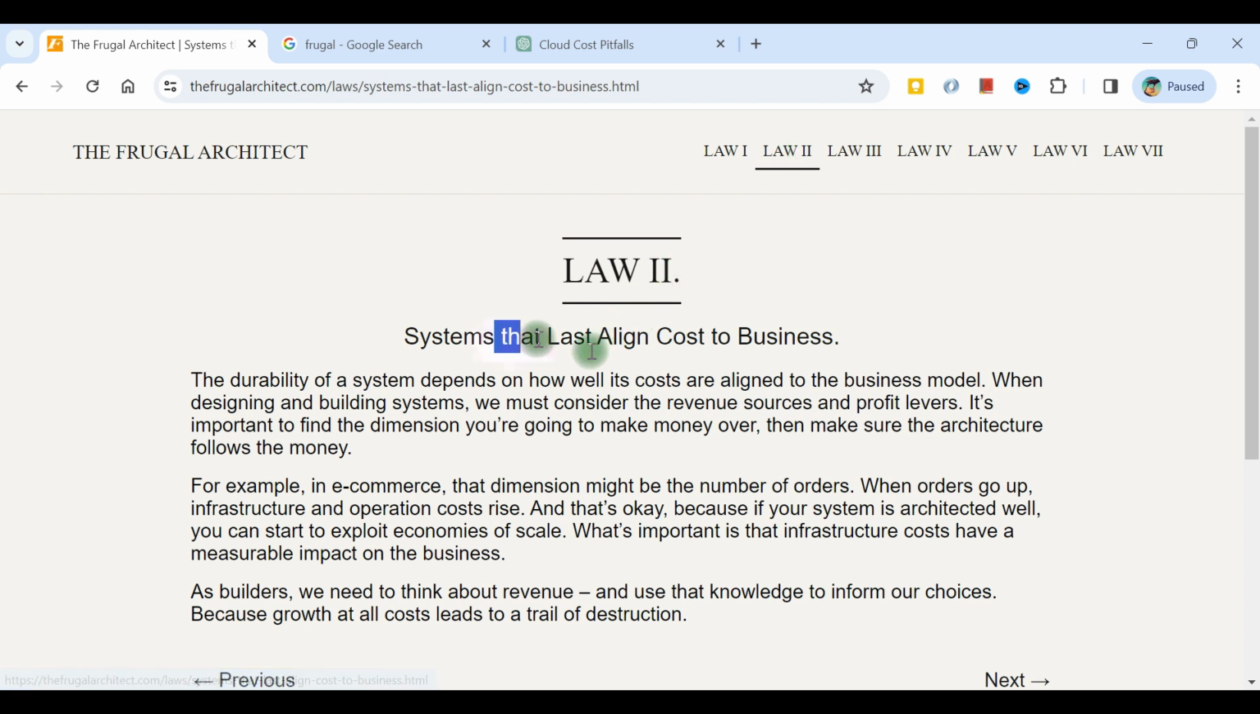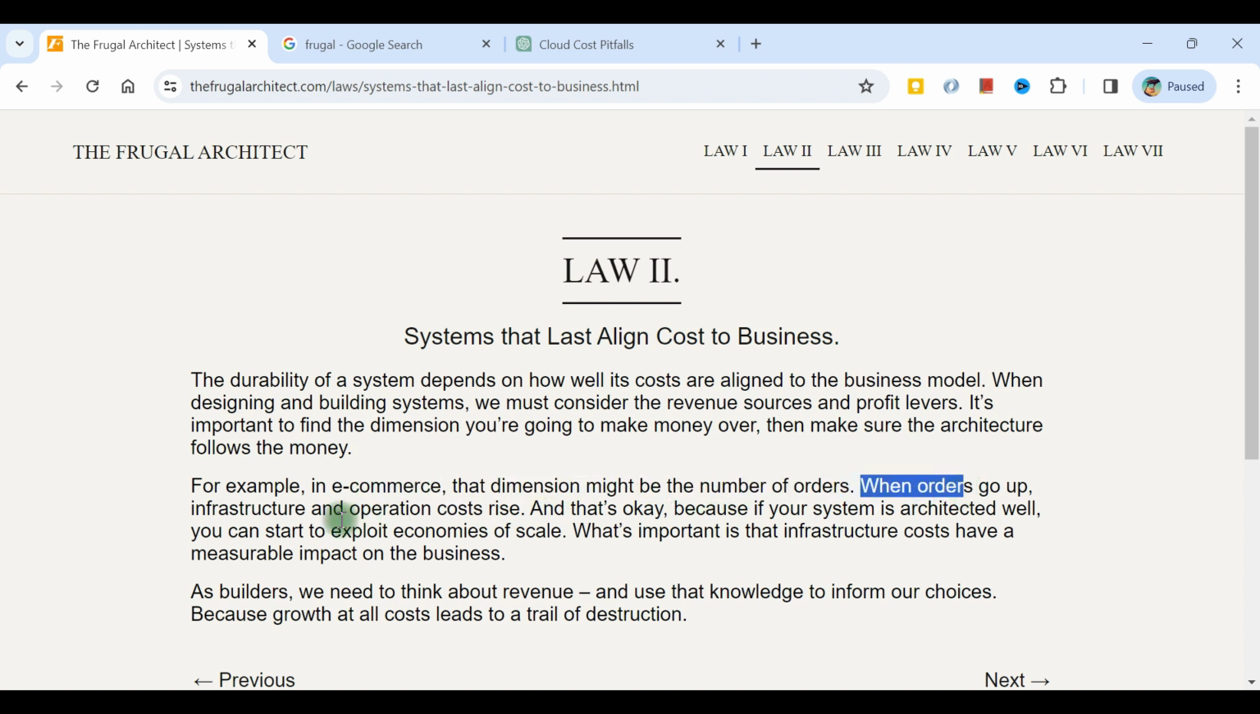which says systems that last align cost to business. The durability of a system depends on how well its costs are aligned to the business model. When designing and building systems, we must consider the revenue resources and profit levels. It's important to find the dimension you are going to make money over, then make sure the architecture follows the money. For example, in e-commerce, that dimension might be the number of orders.